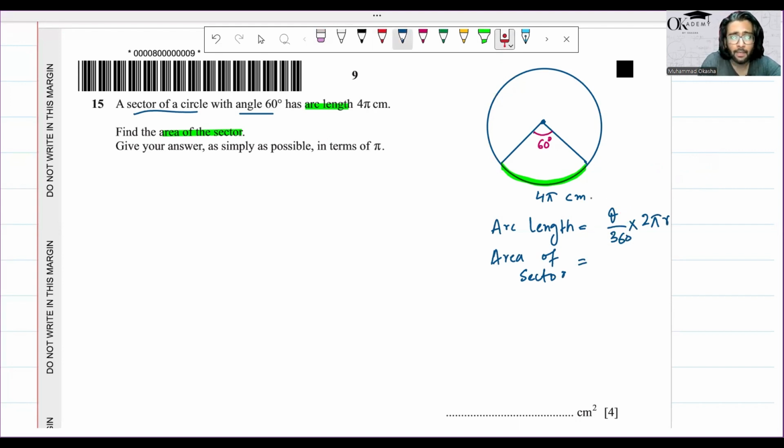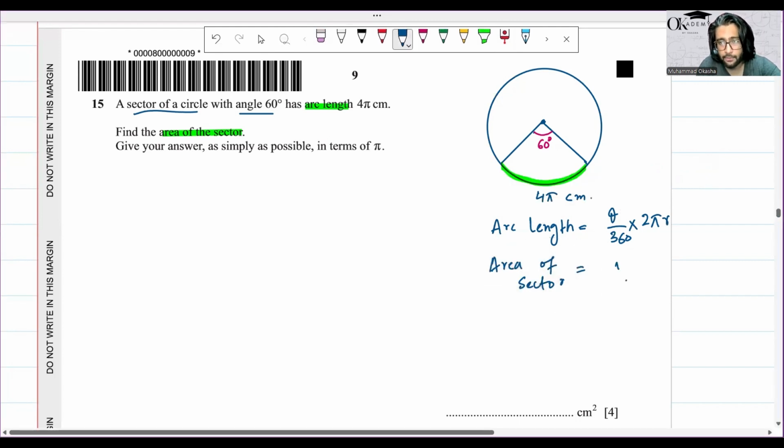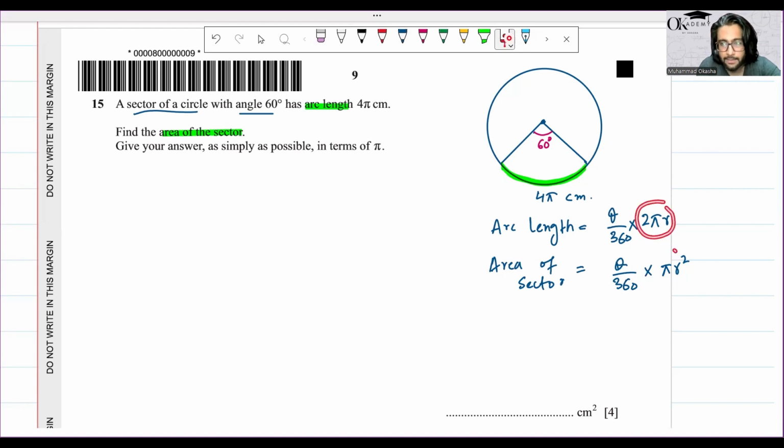For the area of a sector, the formula is again the ratio of the angle, theta divided by 360, multiplied by pi r squared. Pi r squared is the area of the complete circle, and 2 pi r is the arc length of the complete circle. The ratio is the scale factor, meaning we're talking about a part. Which part? 60 out of 360. I hope it makes sense.